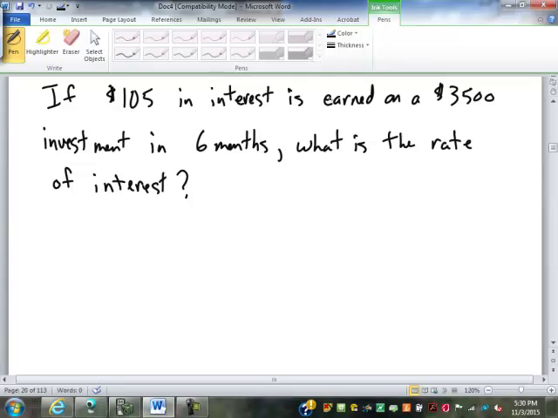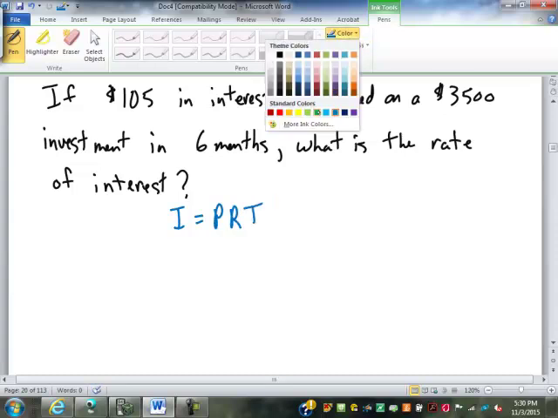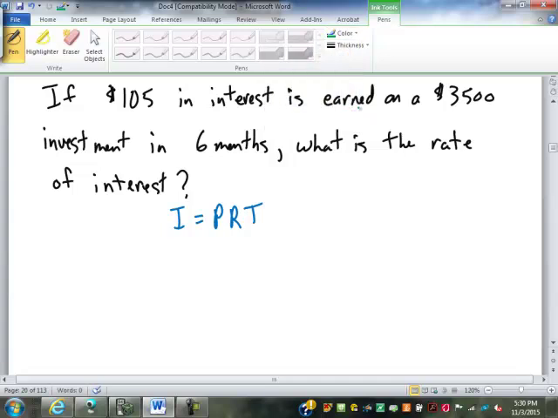So what do we do to work this one out? Well, this is going to be just our simple interest formula. I equals PRT. Do we know I? I, of course, is the dollar amount of interest, and that is the 105.